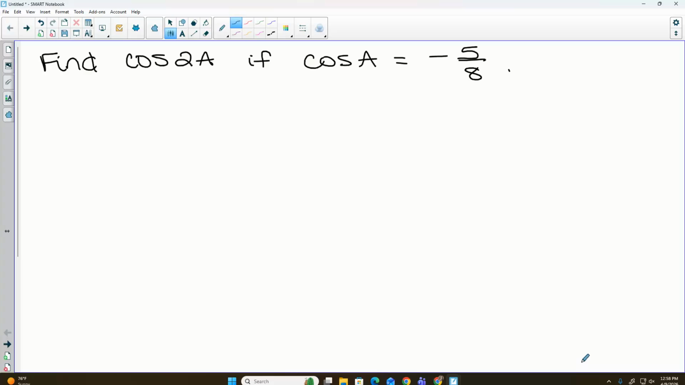All right, so I told you on the test that we would have these, but I would probably only ask you to find one of the other angles, not all of them. So if I said find cosine 2a, how many formula choices do we have? 3. I gave you cosine A. So which of the 3 do you think you would pick? 2 cosine squared A minus 1.